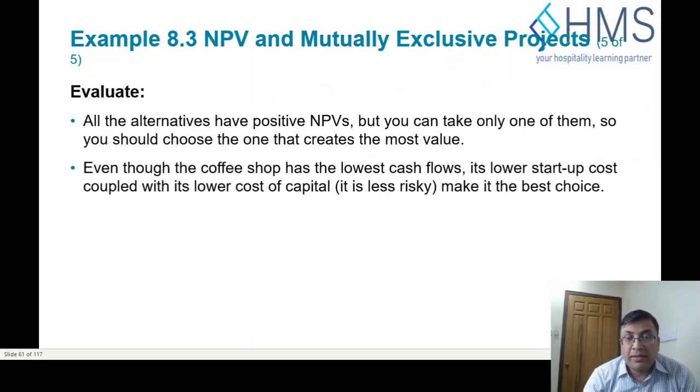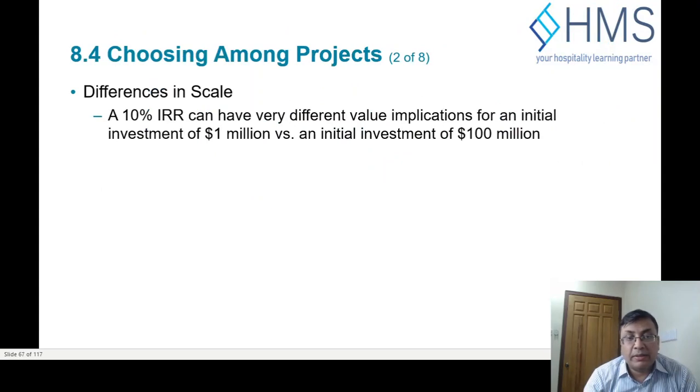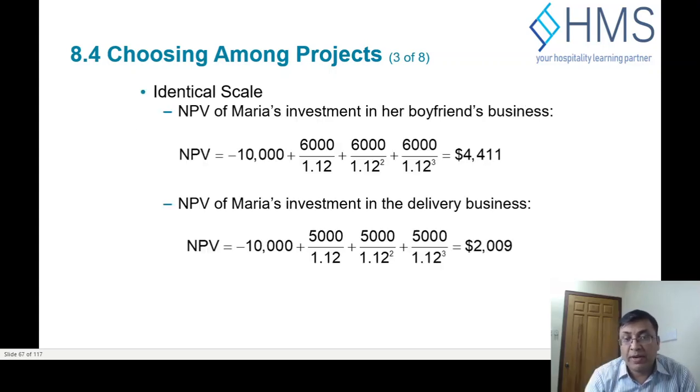Right. Now we look at the difference in scale. At a 10% IRR, you can see that it will have a different value impact on 1 million and on 100 million. So scale matters. I will explain this concept with the help of an example.